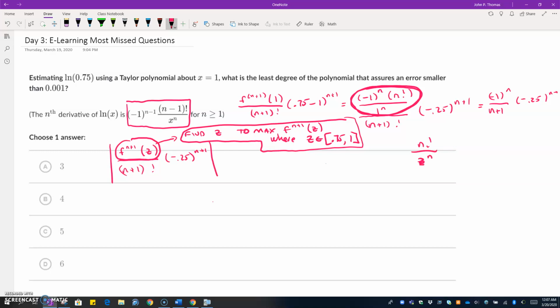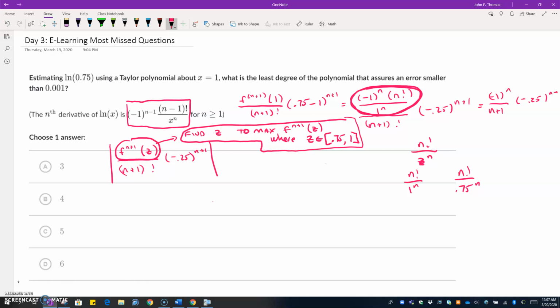All right, because remember that 1 originally came from plugging the center's value in. So if I look at this expression for a z value of 1, I'd have n factorial over 1 to the n. All right, if I look at that piece for the other endpoint, 0.75, I'd have n factorial over 0.75 to the n.